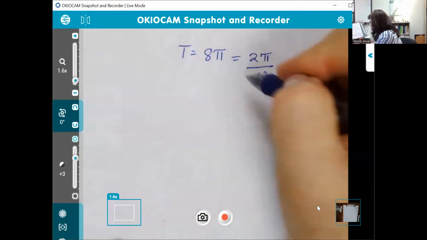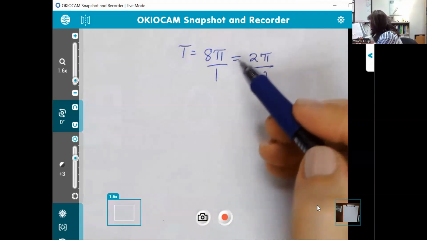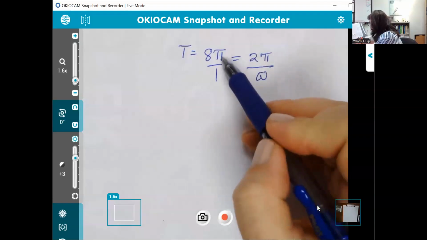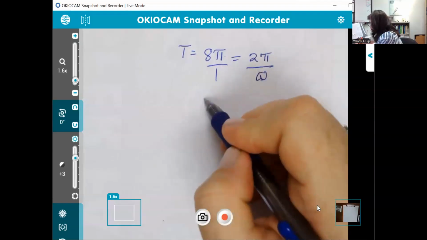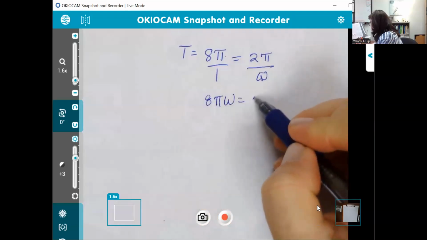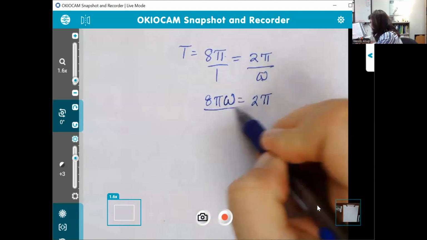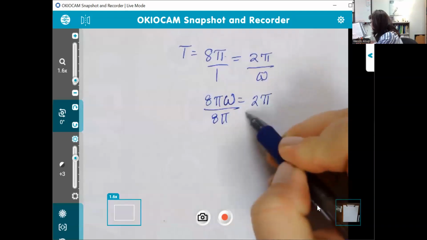Just use your old cross multiplication strategy from 3rd grade. With two equal fractions, you can multiply across. This is 8 pi times omega equals 2 pi times 1. Let's solve for the omega by dividing both sides by 8 pi.